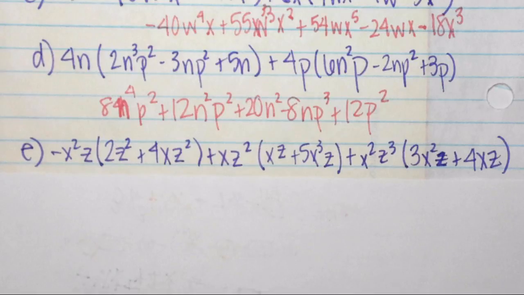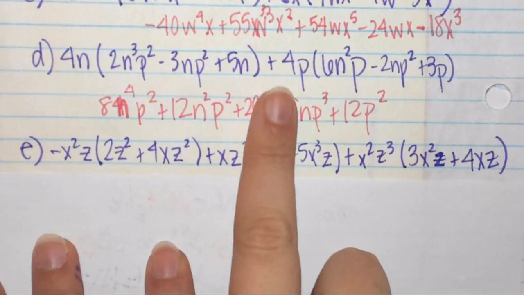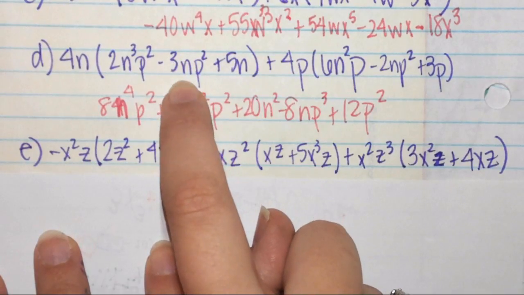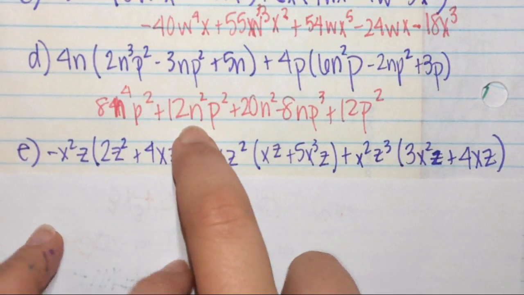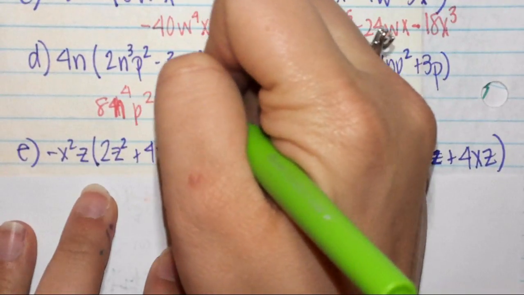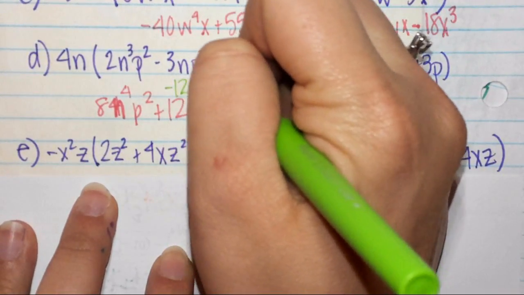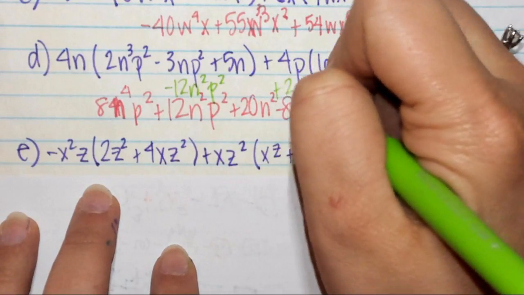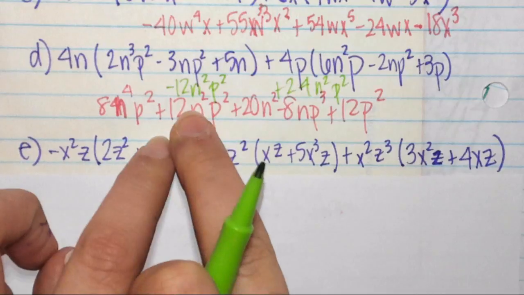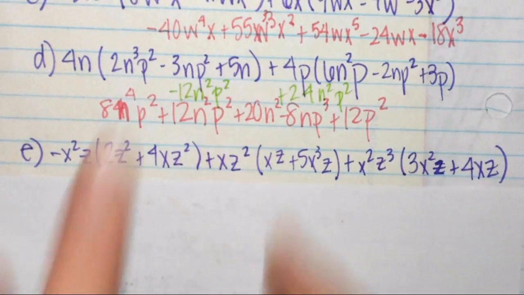On D, you know, I did 4 times 6 and got 24, and then I combined that with this 12 n squared p squared and got positive 12 n squared p squared. So you'll end up right here. You'll have negative 12 n squared p squared, and then that'll be plus 24 n squared p squared. You combine those and get positive 12 n squared p squared. Okay.